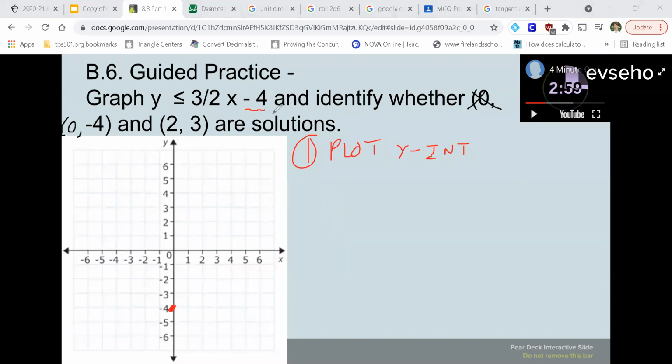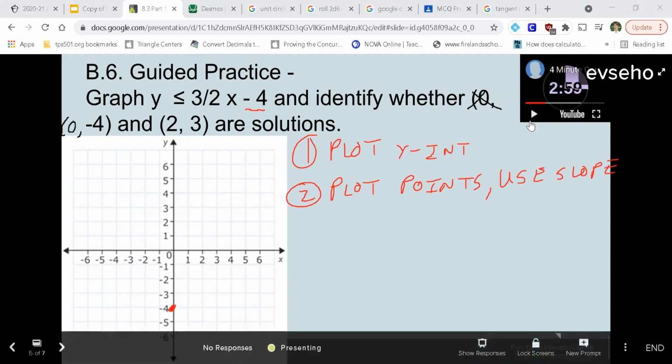Okay, and then step 2, I'll give you another minute for this step. I need you to plot the rest of your points by, again, using your slope, the rise over run. Okay? I'll give you another minute for that.